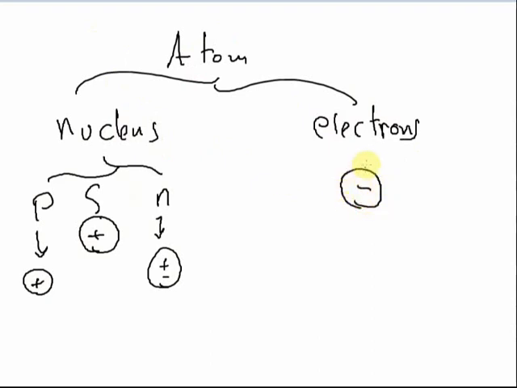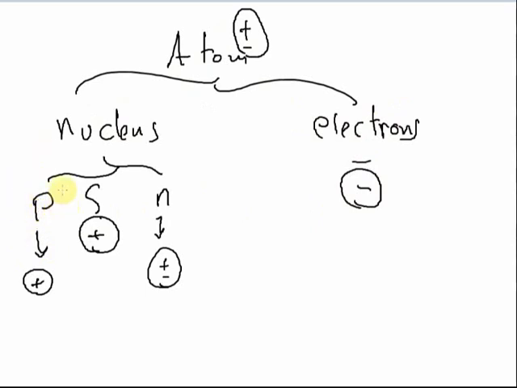Okay, so we can now conclude the charge of the atom. The charge of electrons is negative and the charge of the nucleus is positive. So the charge of the atom is neutral because it contains negative electrons and positive protons, while the number of negative electrons equals the number of positive protons.